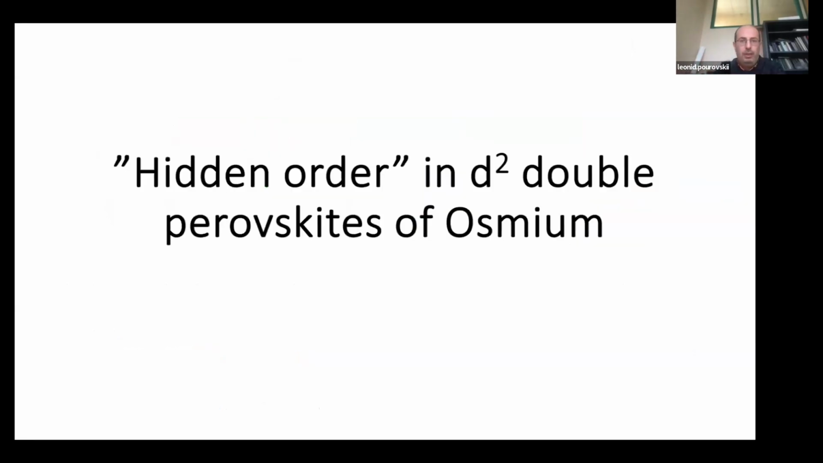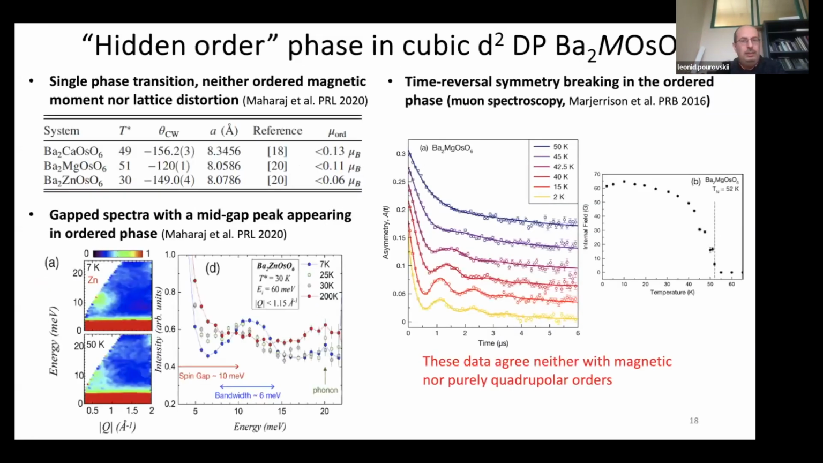Okay. So now I'm turning to another set of materials, also presented by Bruce. So this is a very unusual case where one sees a phase transition, a very clear phase transition, and one sees the appearance in muon scattering experiments of some magnetic density, but there is no ordered moment. So no dipole ordered moment.